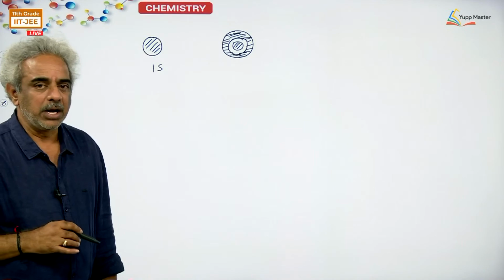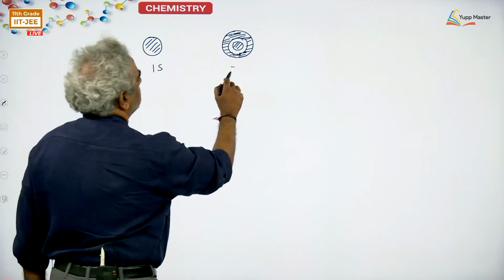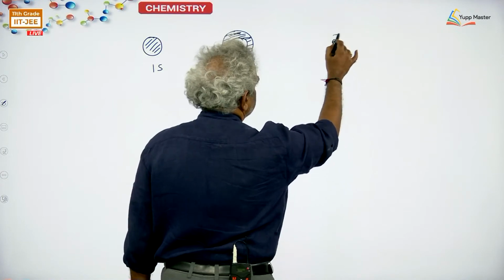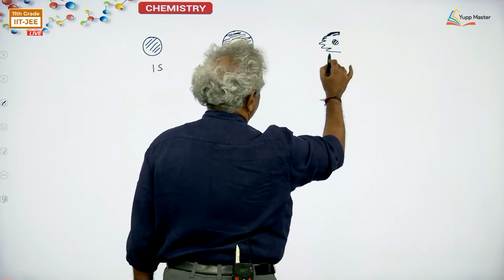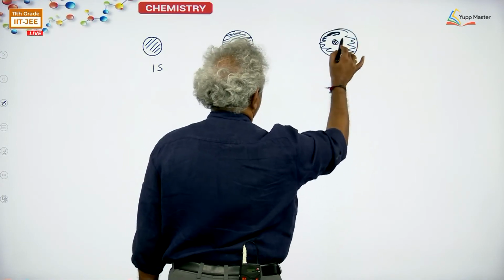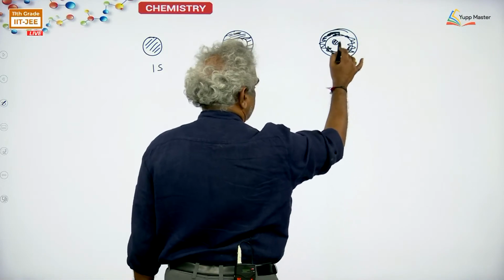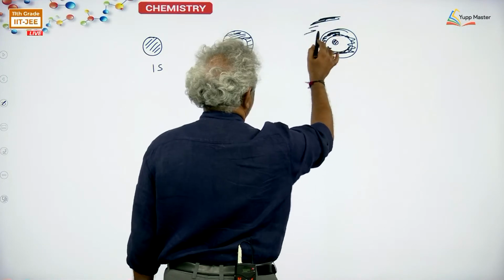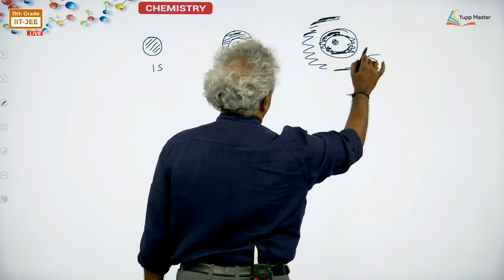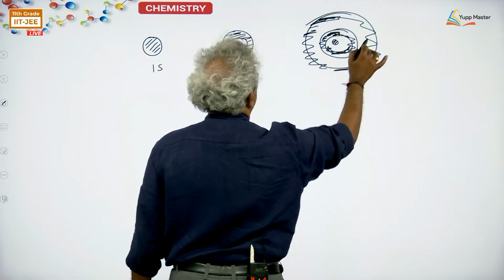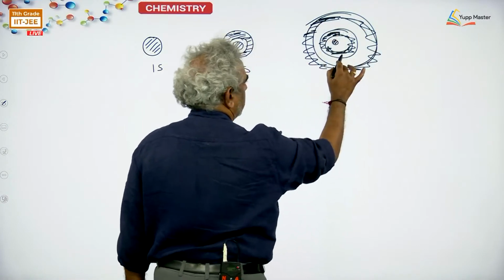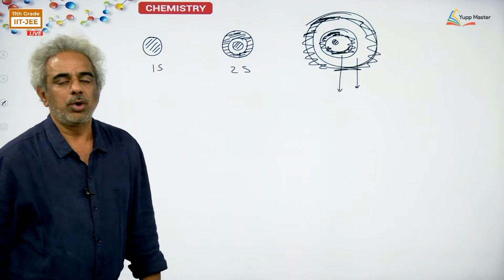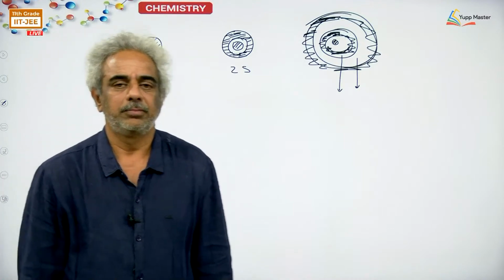See, there is a radial node. This is 2s. And 3s is what? There will be a small density, again some other density, with one radial node, one more radial node, again some more density. See, there is one radial node, one more radial node. There are two radial nodes. Node means where there is no density.